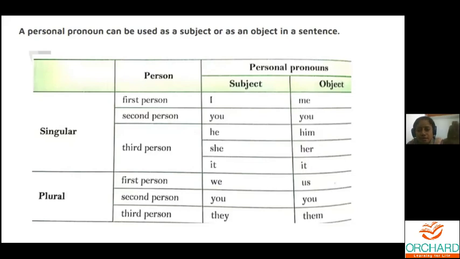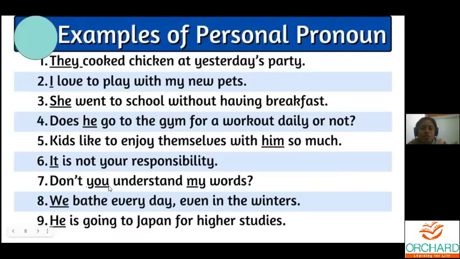Yes? So if it is subject, I; an object, me, you, he, him, she, her, it. If it is going to be plural, then we, us, you, they, them. So examples we have seen.